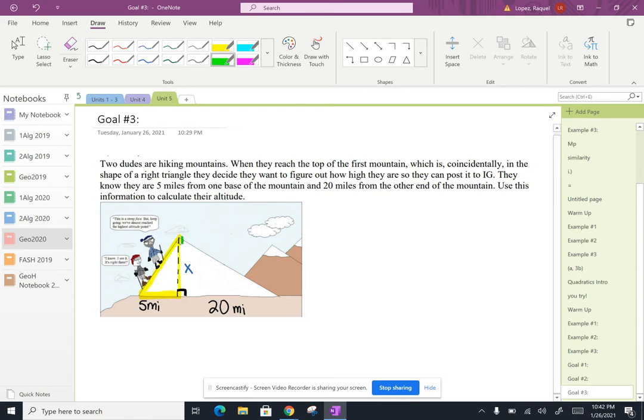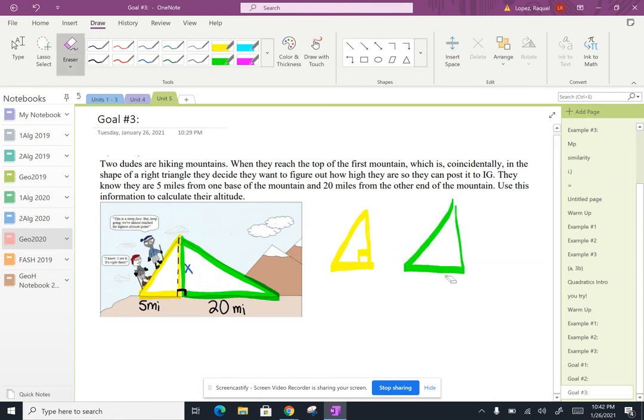And I see that I also have a right triangle right here. So I'm going to go ahead and redraw those yellow and green triangles that I just re-highlighted on the side. I'm going to orient them in the same way so that it's easier to work with this problem.